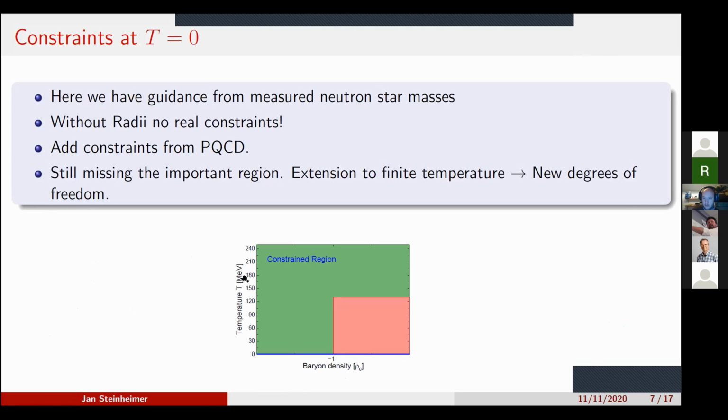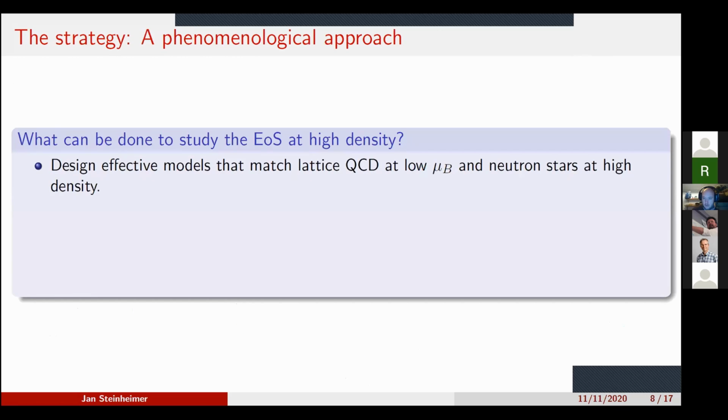What we are still missing, and I made this little drawing here, is basically this: we have some constraints at small baryon density and at high temperature, and we have constraints at T equals 0. What we are missing is this interesting area here, where we have to rely on models or other approaches. And so our strategy is to try a phenomenological approach.